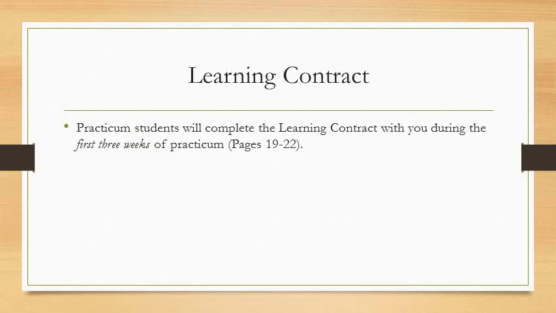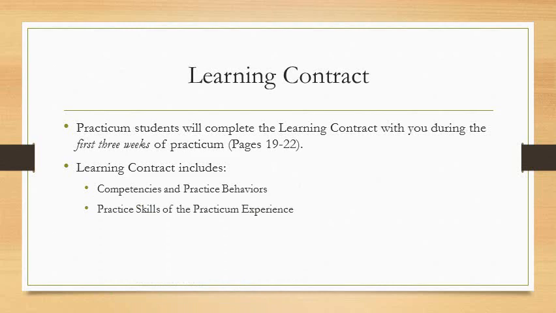The learning contract is the next piece of documentation that we will discuss. The learning contract can be found on pages 19 through 22. This documentation should be completed during the first 3 weeks of practicum. The learning contract includes competencies and practice behaviors, and specific practice skills of the practicum experience.